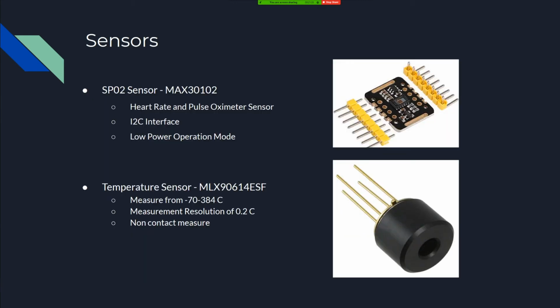Okay, these sensors are what we're going to use. The SpO2 sensor is using the I2C protocol, and it's a module since the SpO2 sensor itself is very tiny and it's almost impossible to solder on it. And for the temperature sensor, as mentioned before, it's contactless, and the measurement resolution is 0.02 degrees Celsius. So that's why we chose it.